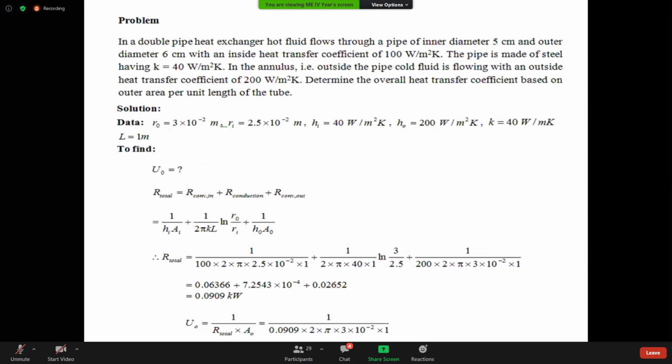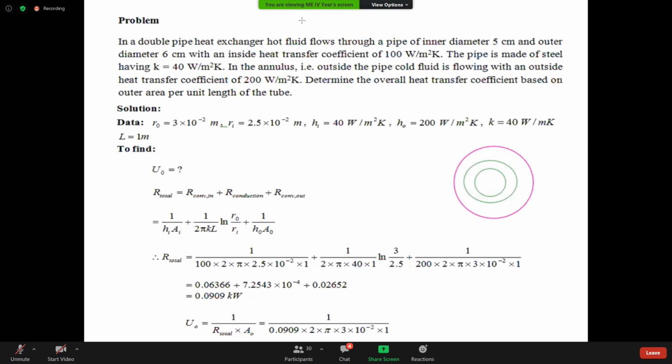This is another problem. Understand the purpose for which I am explaining these basic problems. In a double pipe heat exchanger, hot fluid flows through a pipe. This is a double pipe heat exchanger. The hot fluid is flowing inside this. The inner diameter is 5 centimeter and the outer diameter is 6. Inner diameter and outer diameters are given for this. The cold fluid is flowing in the outside tube.